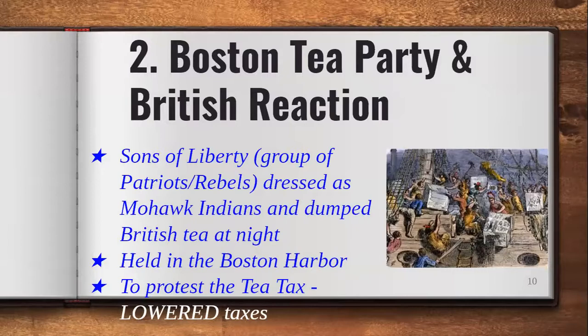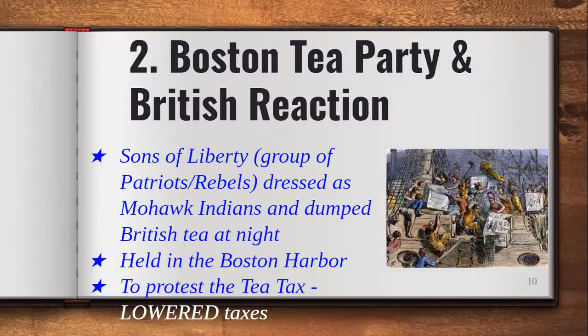All right, so question number 2. The Boston Tea Party and how the British reacted. Well, it's the Sons of Liberty who actually do this. It's a group of patriots or rebels who dressed up as Mohawk Indians, although everybody knew it wasn't Mohawk Indians doing it, and dumped the British tea at night. Okay, so this happens at night. They're kind of trying to do it stealthy like, but not really.